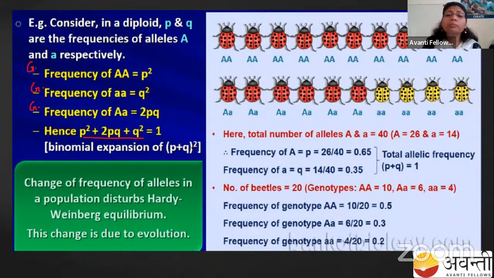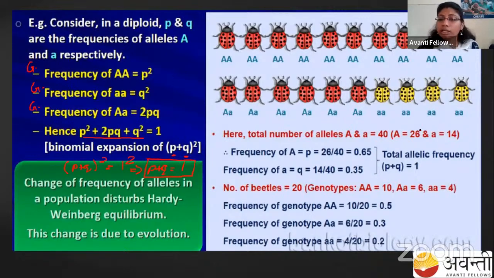But if we talk about only p and q, as this equation is of the form (a plus b) whole square, that is (p plus q) whole square, equal to 1 square. So we can say p plus q is equal to 1. That is the allelic frequency. The individual p and individual q represent the allelic frequency of a particular character.